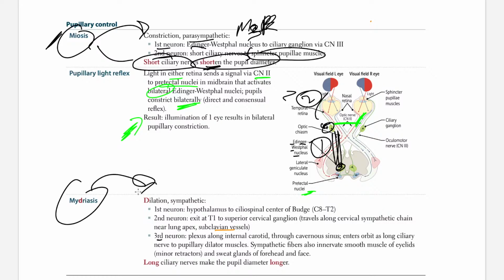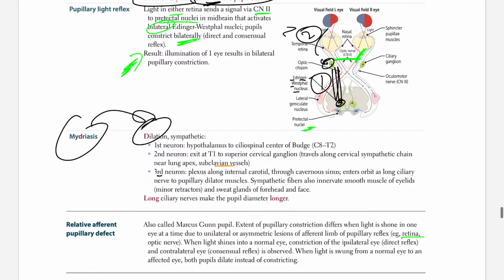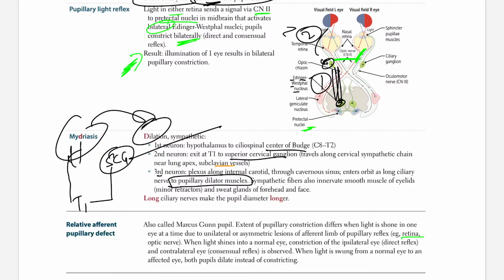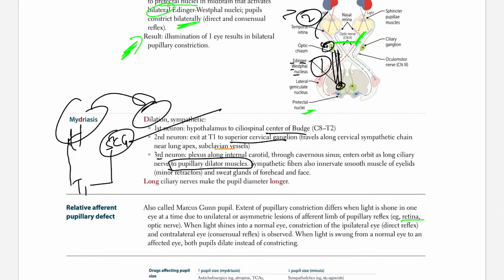Mydriasis is all about dilation, and all you have to think about is something coming from the hypothalamus all the way to about T1, which is known as the ciliospinal center of Budge. From here it goes back upward towards the superior cervical ganglion, and from there it goes towards the eye. In the eye they innervate the radial muscles, the pupillary dilator muscles, and they dilate the pupil. The mnemonic here is: long ciliary nerves make the pupil diameter longer.